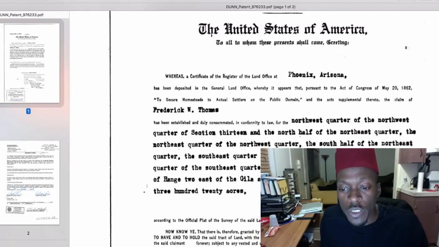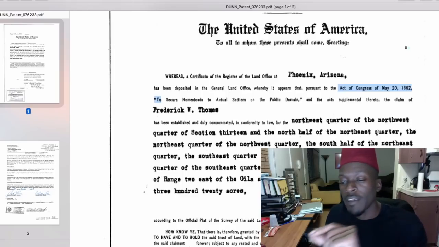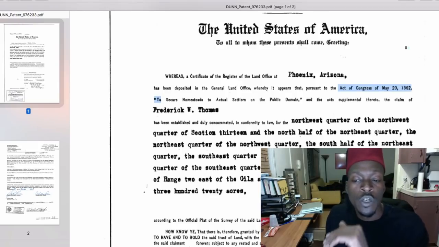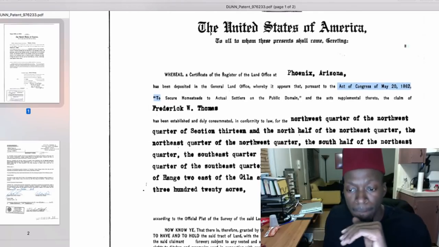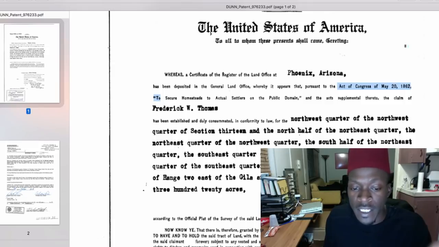So the things you notice about this is each land patent is going to cite the act of Congress that gave the authority for this grant. You want to vest title in your claim, as we'll see, from this instrument, because again, that's a public act of Congress. Once again, this keeps your claim on a higher level. So the act of Congress of May 20th, 1862, but this is going to change. It may be 1870 something, 1890 something, it just depends.